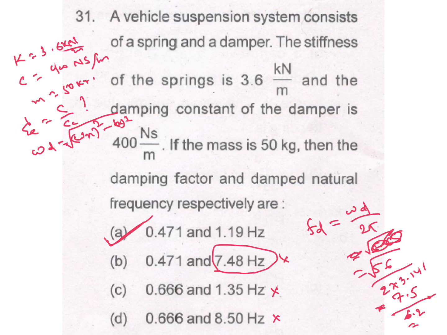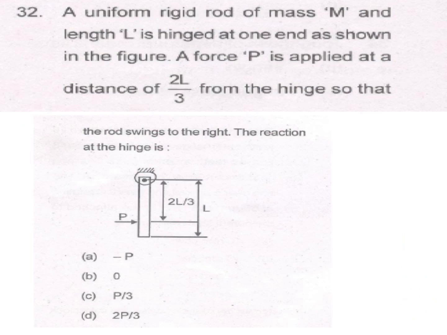A uniform rod of mass capital M and length capital L is hinged at one end as shown in the figure. A force P is applied at a distance of 2L by 3 from the hinge so that the rod swings to the right. The reaction at the hinge is how much? So we have to calculate the reaction at the hinge. We can convert this figure like this.